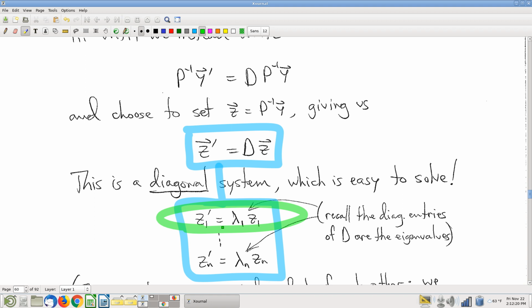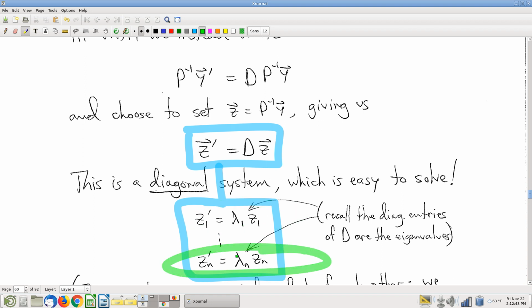Now we can. Right, look at this. Z1 prime is lambda 1 Z1. That's calc 2. That's a natural growth equation. Not only can we solve it, we have solved it. Right? You can just write down the answer. And likewise for all of these other equations, et cetera. This last one, that's natural growth in this nth variable, Zn.